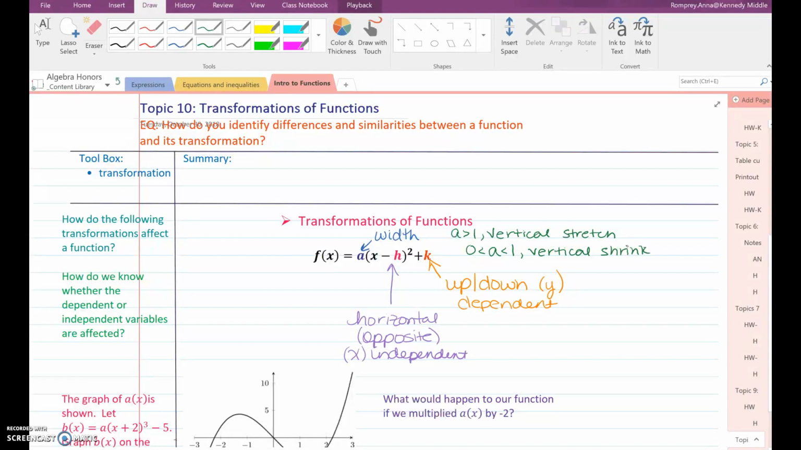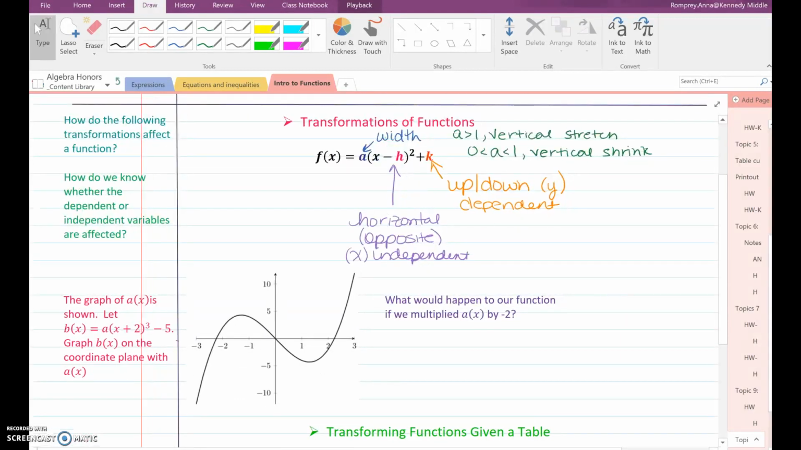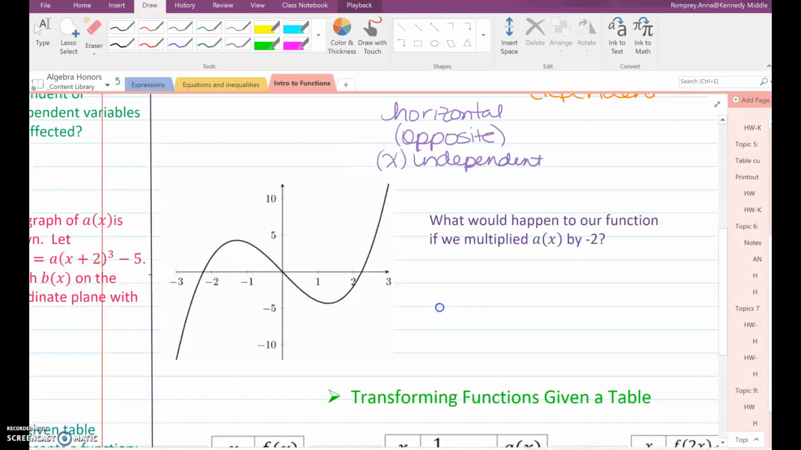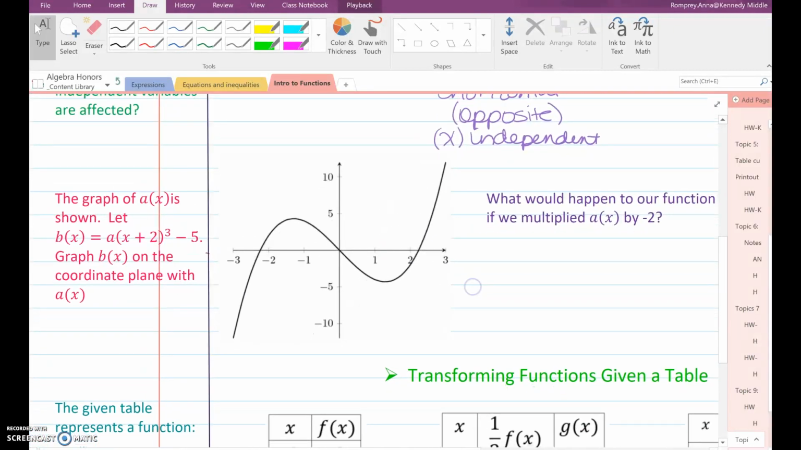Now if a happens to be negative, well, that just literally flips your whole function. So if it was positive and facing up, well, now it's going to face down. And vice versa. If it's facing down, well, it'll flip up. So how do we know whether the dependent or independent variables are affected? Well, is it having a horizontal shift? Is it affecting the x-axis? Or has it got a vertical shift? Is it affecting the y-axis? Now this graph, this looks a little new. That's okay. Don't freak out on me.